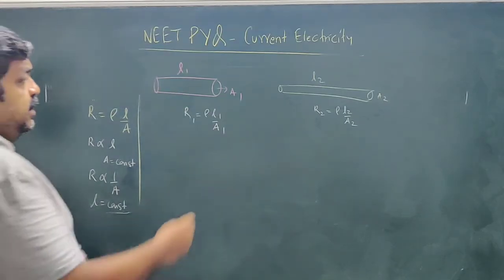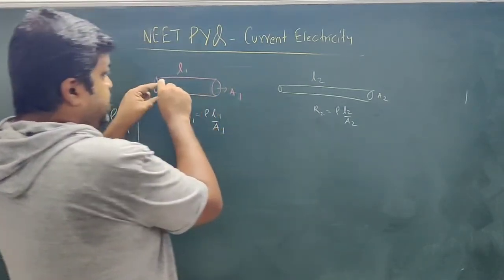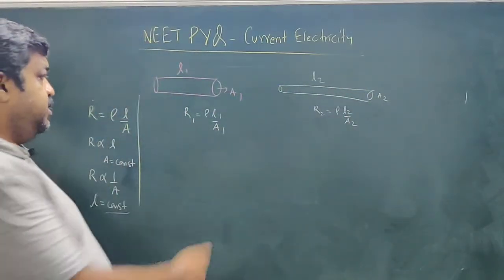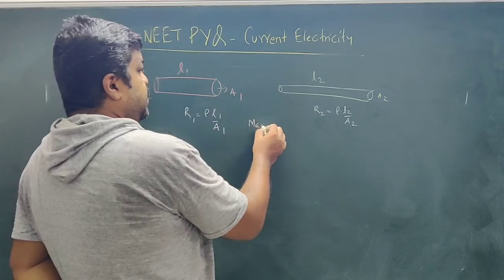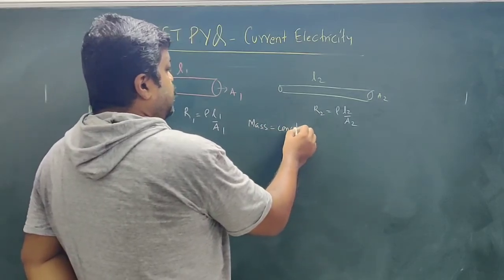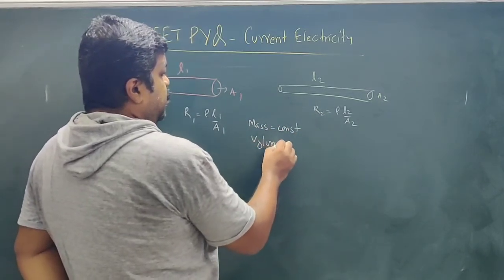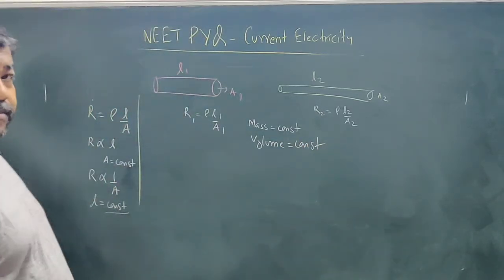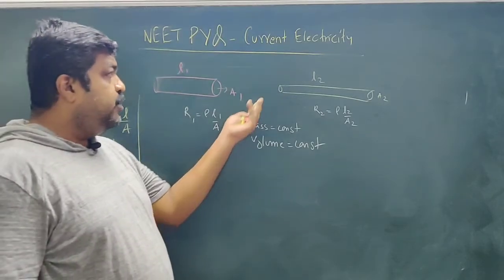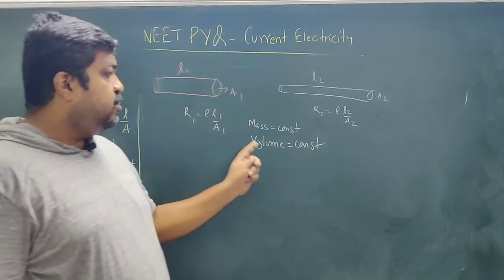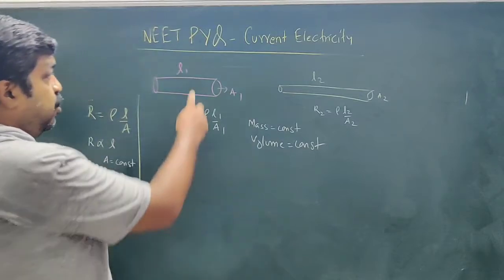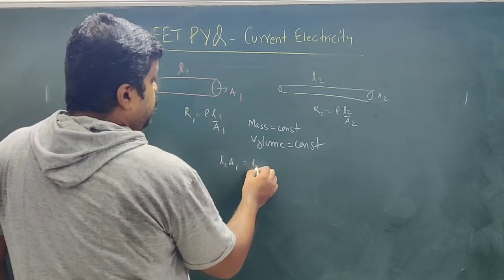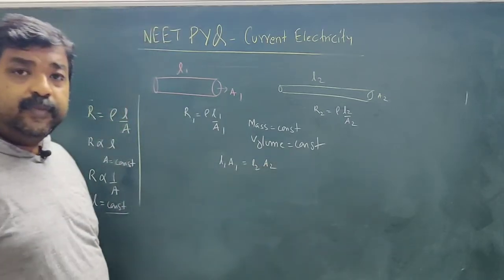Now see, this is melted and then stretched, so that means mass is constant. If mass is constant, this implies volume is constant, because density is not going to change. Now what is the volume of this? It is L1 A1. What is the volume of this? It is L2 A2, correct?